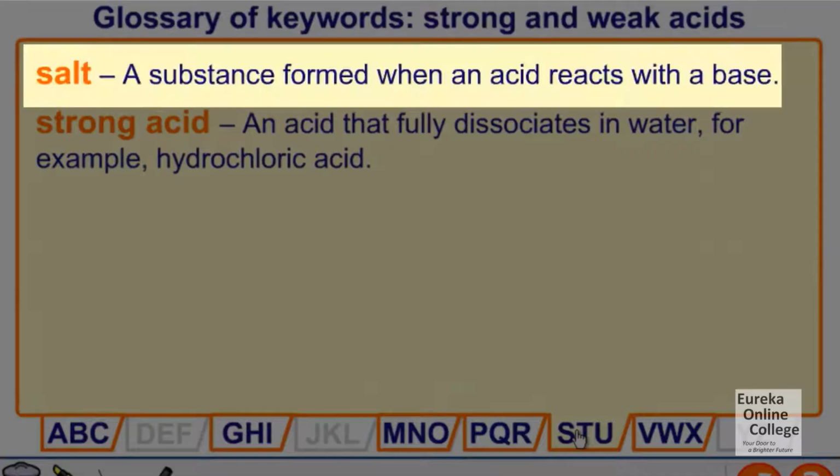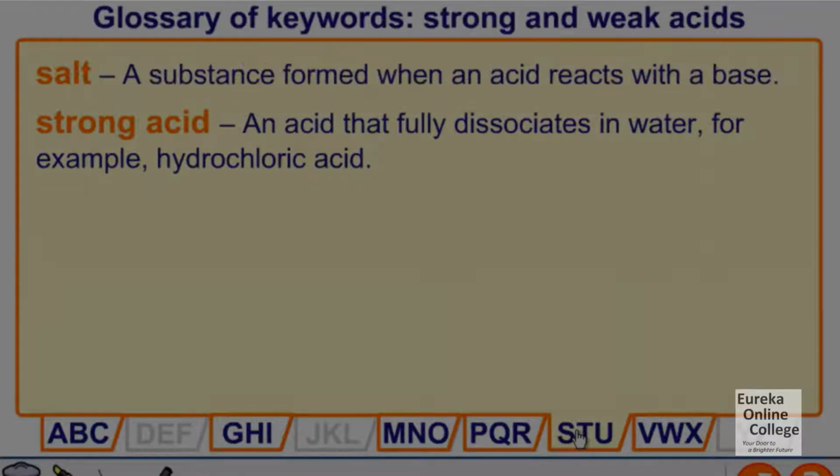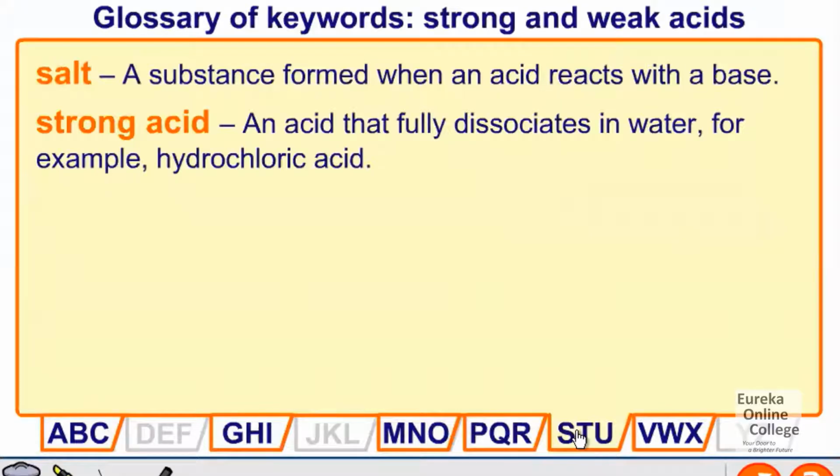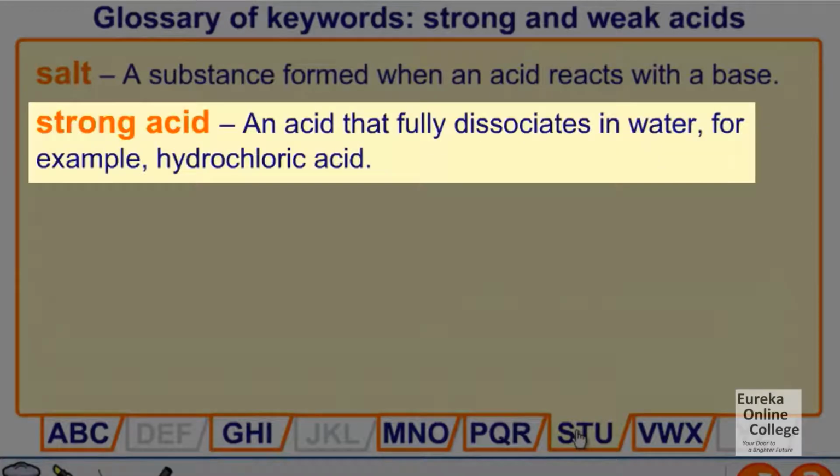A salt is a substance that is formed when an acid reacts with a base. It will be made of a metal ion and a non-metal ion. A strong acid is an acid that will fully dissociate in water, for example, hydrochloric acid, but also don't forget your kind of holy trinity of strong acids. That's hydrochloric acid, nitric acid, and sulfuric acid.